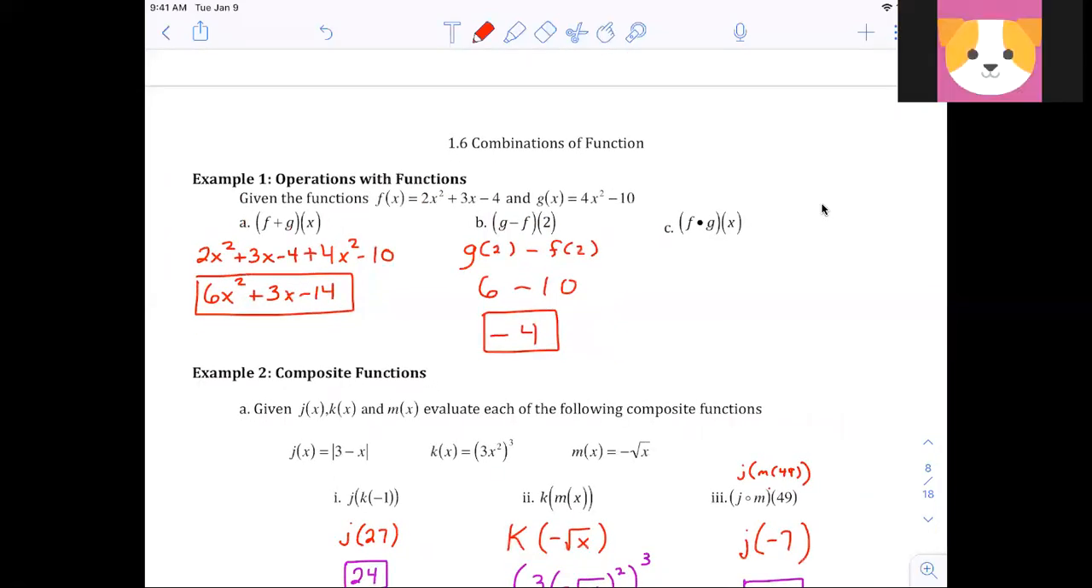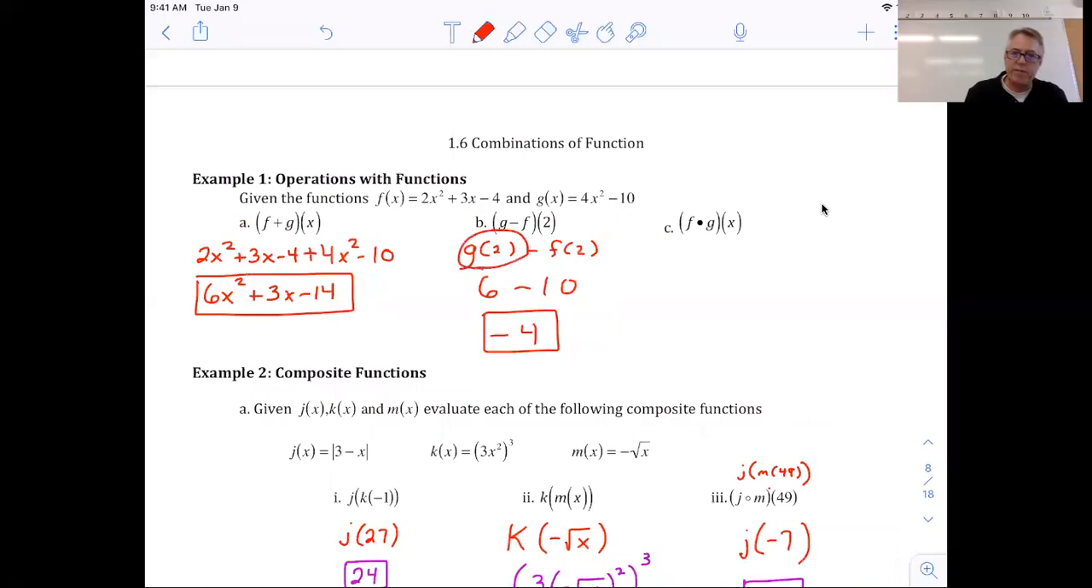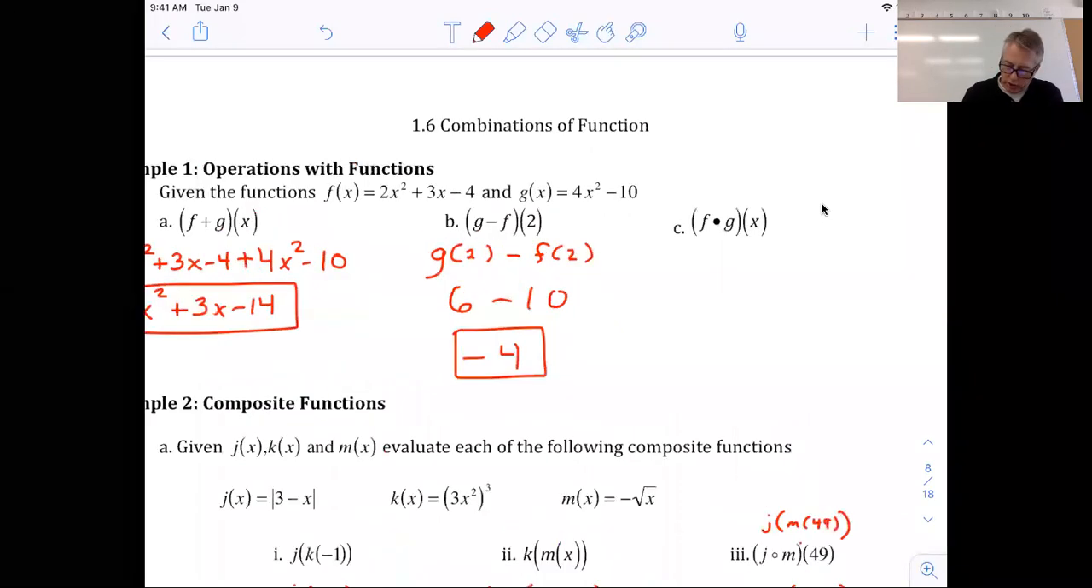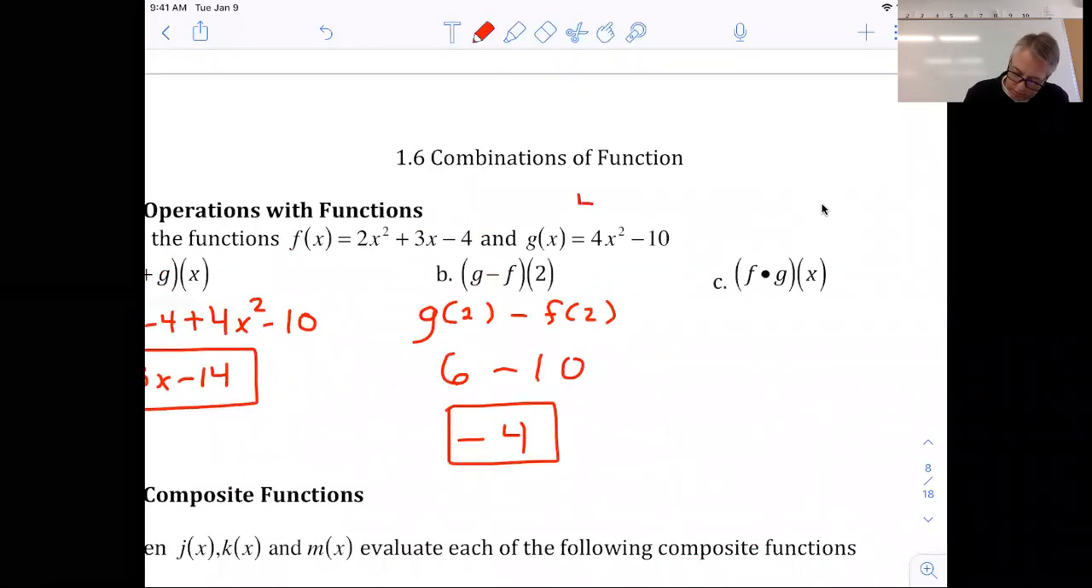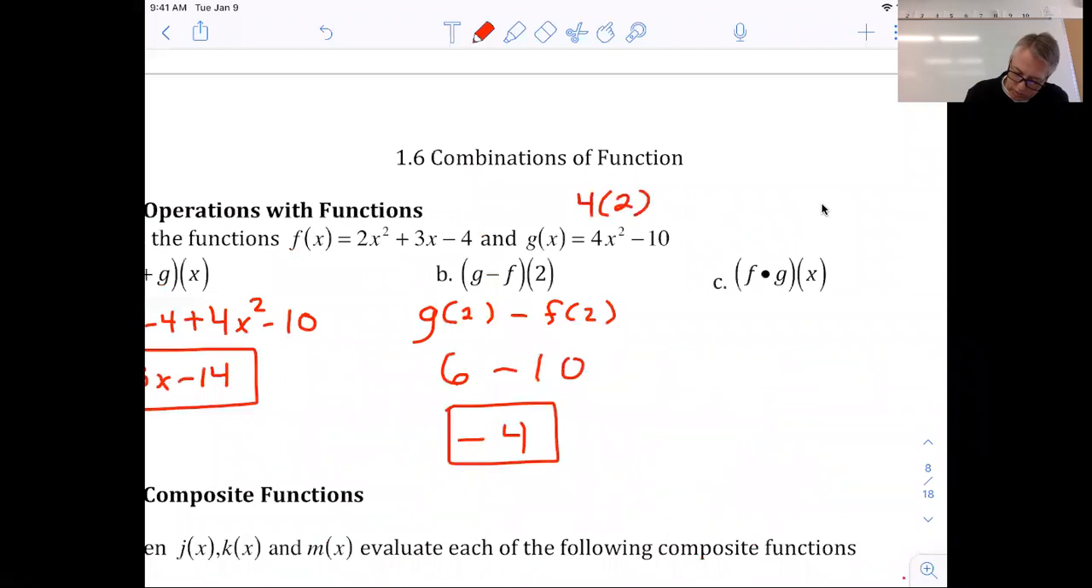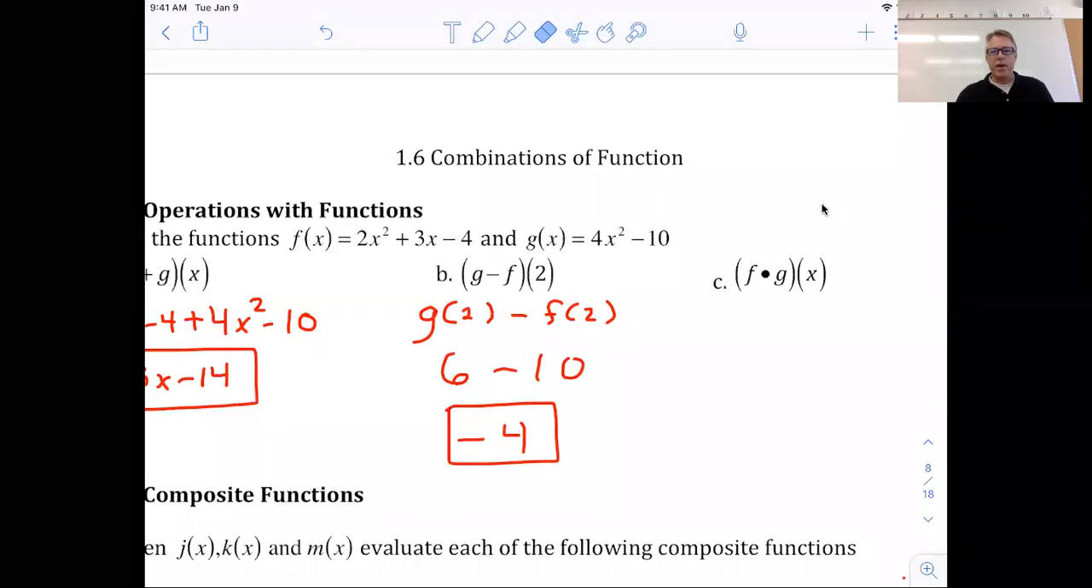Where'd you get the 6 from? The 6 is g of 2. So I got that from plugging 2 into g. So I did 4 times 2 squared minus 10. Okay, that's g of 2. I plugged 2 into there. And 2 squared is 4, times 4 is 16, and minus 10 is 6. Okay, and thank you for asking questions, guys. Just shout them out if you have them, okay?